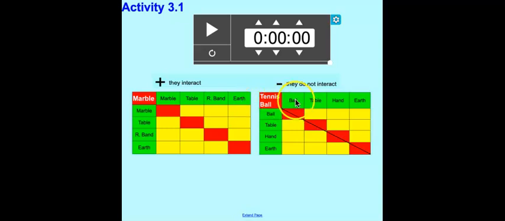With the tennis ball, there was the ball, the table, and the hand. There was no rubber band in that one. Now you might be saying, why is there no hand here? Because you were holding the rubber band.